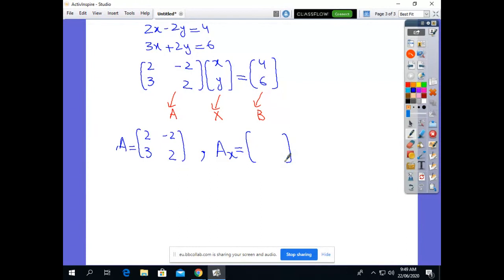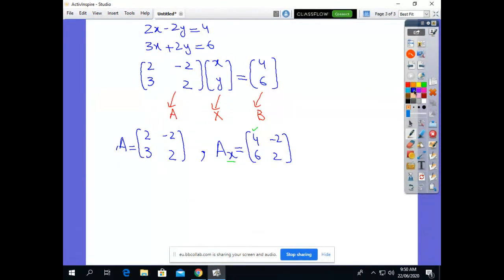What are the elements of the matrix AX? Here, instead of the x coefficients, we write 4 and 6. The first place is for the coefficient of x, and the second place is for the coefficient of y. So in place of the coefficients of x we write 4 and 6, and the coefficients of y, negative 2 and 2.